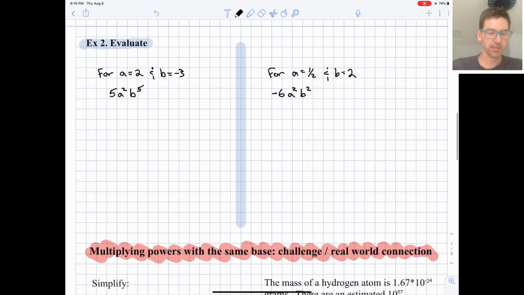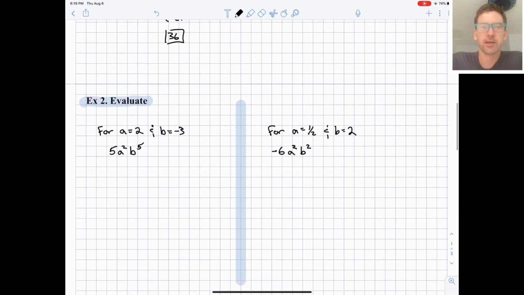All right, let's keep on rolling here a little bit, and we're going to do a couple of evaluation problems. And again, my suggestion with these is, if you can, try to simplify as much as you can first, but it looks like for both of these there's not much simplifying to do, so we're just going to plug in. Okay, so for this first one, we're going to have 5 times 2 squared, and then the -3, let's put it in parentheses because we want to raise the entire value of b to the 5th. Okay, so 5 times 4 times -3 to the 5th.